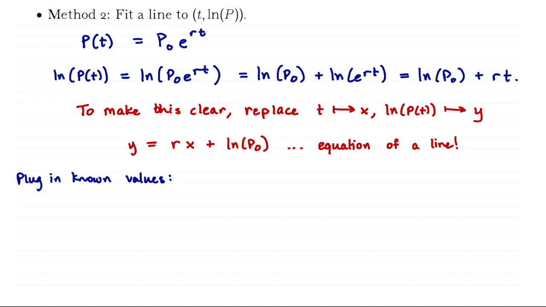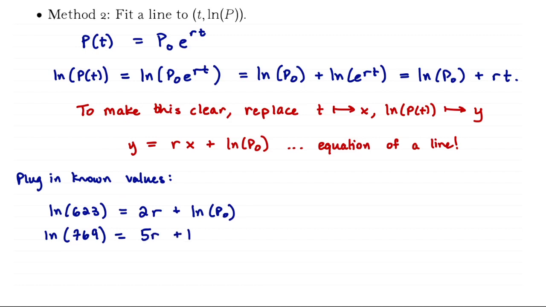So for our first known pair of values, when time equals 2, the population was 623. So I'm going to plug 623 in for p of t and 2 in for t on the right-hand side. So we have natural log of 623 equals, how about 2r plus natural log of the initial population. And similarly, for our second pair of known values, we have natural log of 769 equals 5r plus natural log of the initial population.